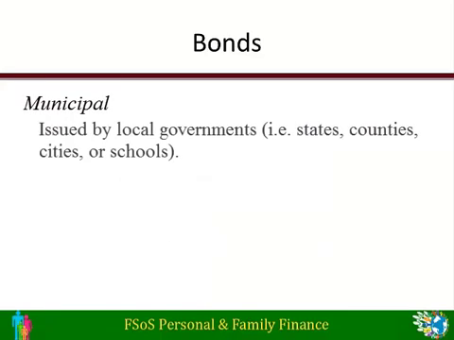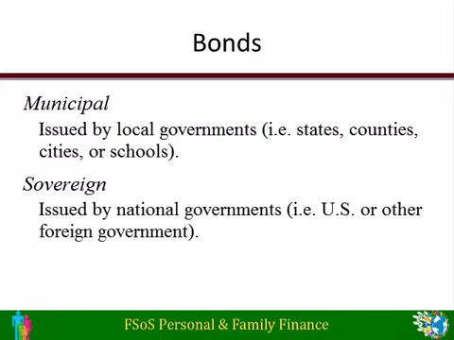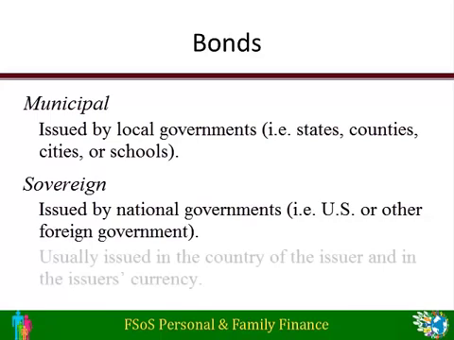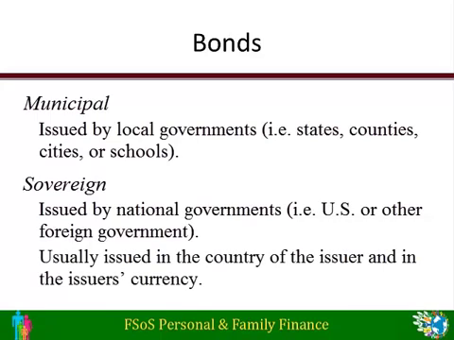Municipal bonds are those issued by local governments, such as states, counties, cities, or schools. Sovereign bonds are those issued by national governments, such as the U.S. government or other foreign governments. Sovereign bonds have different names depending on which country issued them. For example, bonds issued by the U.S. government are called U.S. Treasuries, while bonds issued by the British government are called gilts. Sovereign bonds are usually issued in the country of the issuer and in the issuer's currency. So, U.S. Treasuries, for example, are issued in the United States and are in dollars.